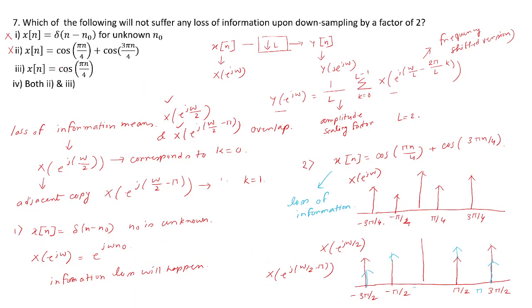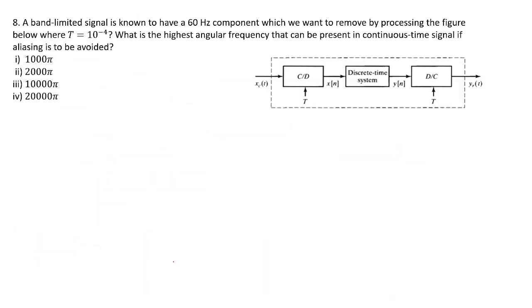So the correct answer is this, 3 cos pi n by 4. Let us move to question 8, which says a band limited signal is known to have a 60 Hz component that we want to remove by processing the figure below, where again the sampling frequency is given as 10 to the power minus 4. What is the highest angular frequency that can be present in continuous time signal if aliasing is to be avoided?